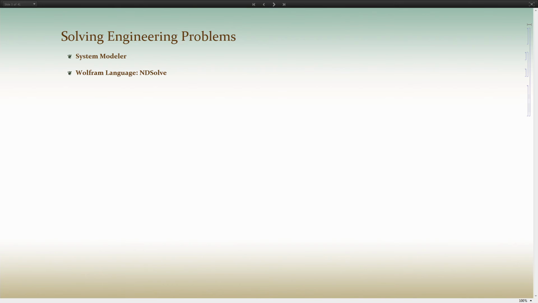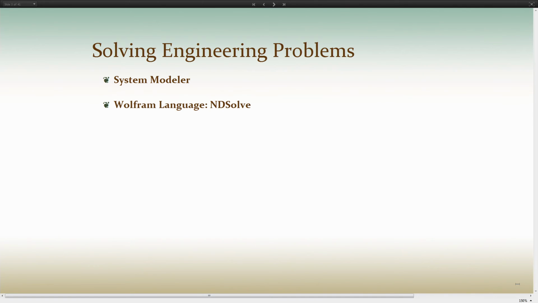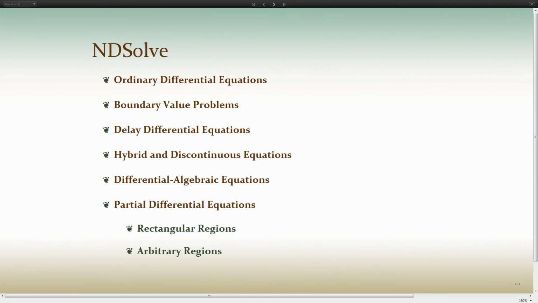Obviously, Wolfram Research has a few products that are in that area. There's System Modeler, and there's been a few. And in the Wolfram Language, one of the tools to use for solving engineering type problems is, of course, NDSolve, the numerical differential equation solving tool. NDSolve, and that's the thing I'm going to talk about, NDSolve.